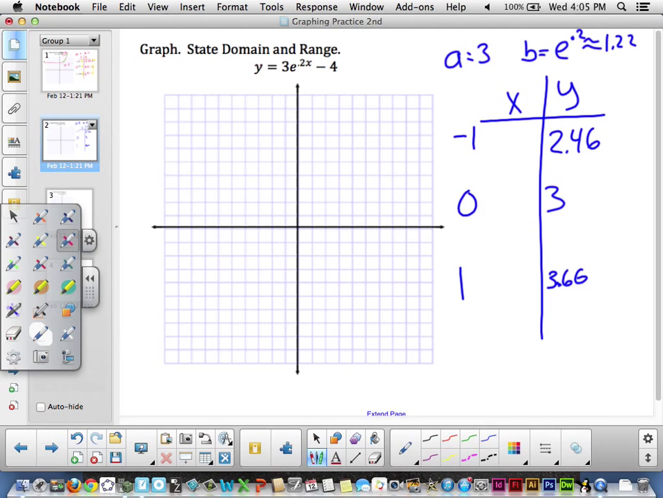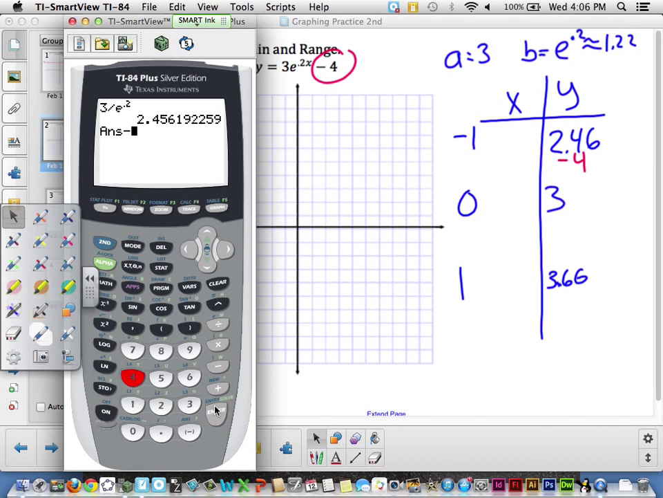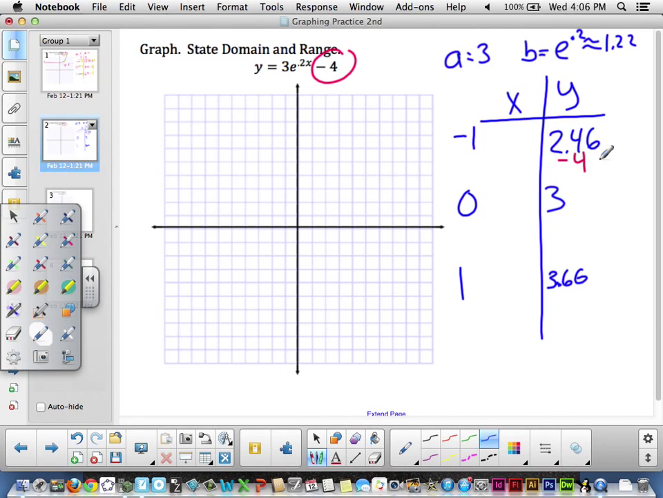Now as we look at our shifts, the only shift is right there, outside of the exponent, so we're going to take all of the y values and subtract 4. 2.46 minus 4 is -1.54. 3 minus 4 is negative 1. And 3.66 minus 4 is negative 0.34.